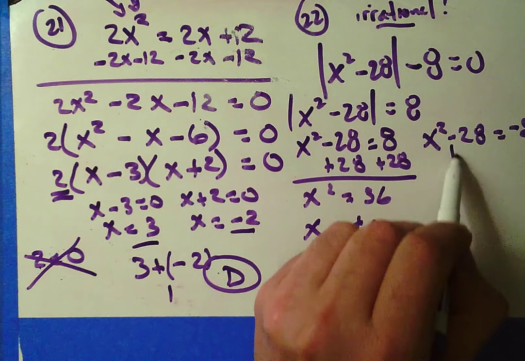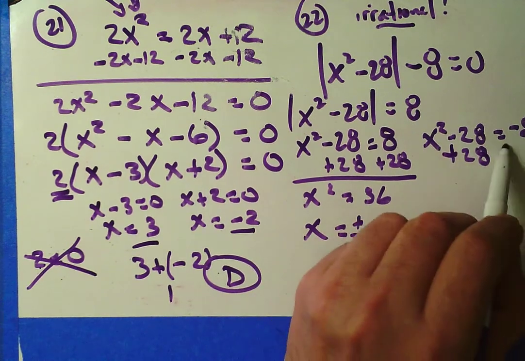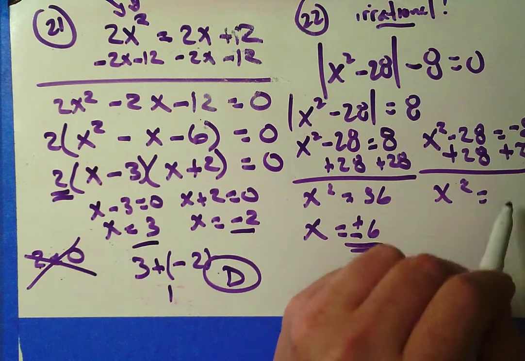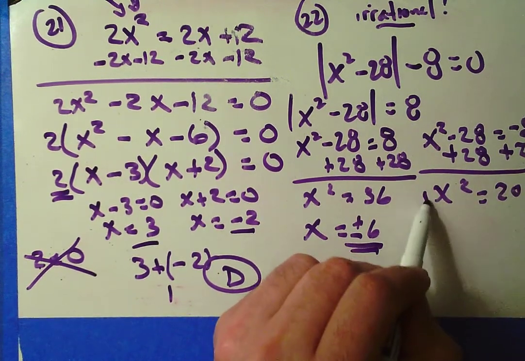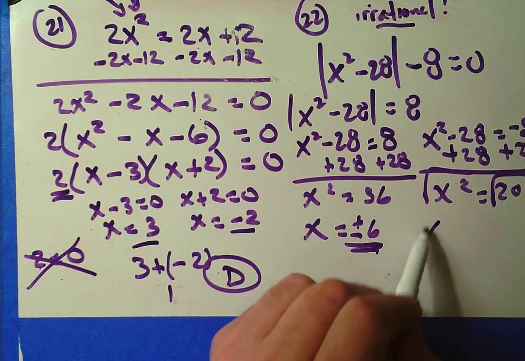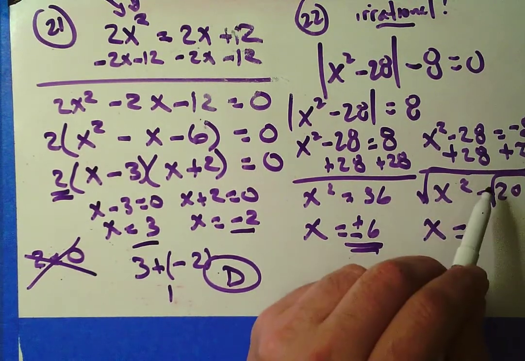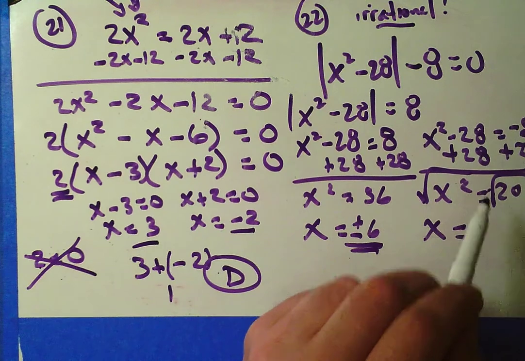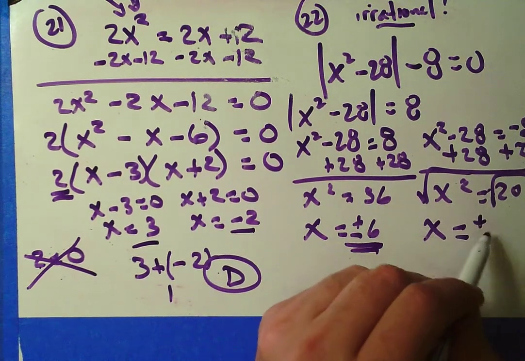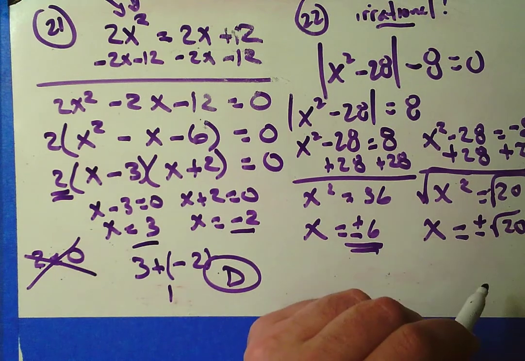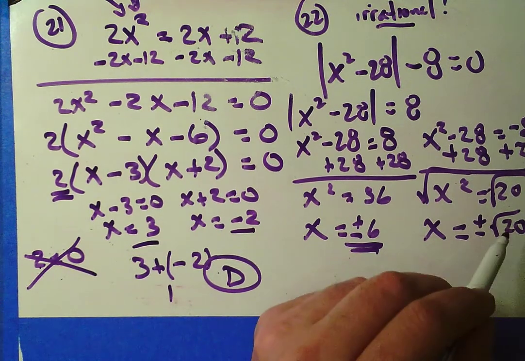Let's try solving this one by adding 28 to both sides. I get x squared equals 20, and when I take the square root of both sides here, I get x equals, and don't forget, you took the square root of both sides, so you need to remember the plus and minus. So plus and minus root 20. Well, when I look at the answers, I don't see a plus and minus root 20, so I think I need to take this just a little bit further.